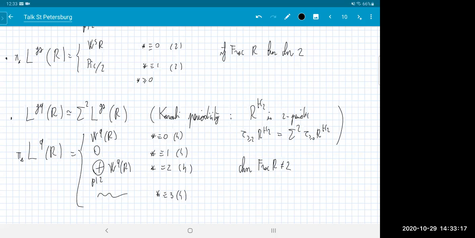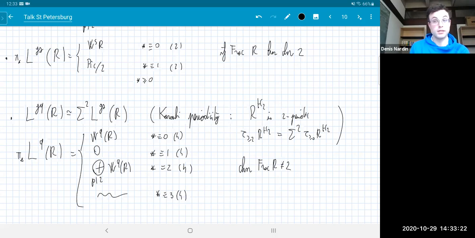You said that you don't have a localization sequence here. Don't have a localization. You mean that it fails or you don't know? No, it fails. It fails. Okay. There are counterexamples. Just fails. So you have to use a different technique by completing R at two and using some kind of completion fracture square.